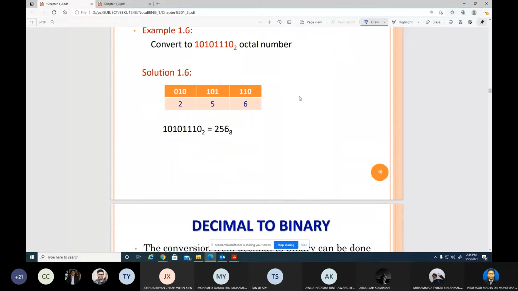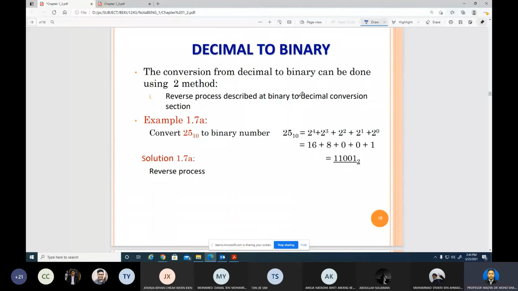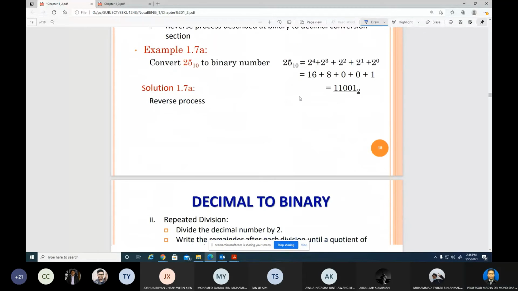256 in octal. Alright, so actually to convert decimal to binary, we have two methods. The first one I already explained to you. And another method, we can use the reverse process, or we can use division. So this is another example, from decimal to binary. You can use this one, up to you, whichever one you are familiar with, or you can use another technique. Another technique is division.